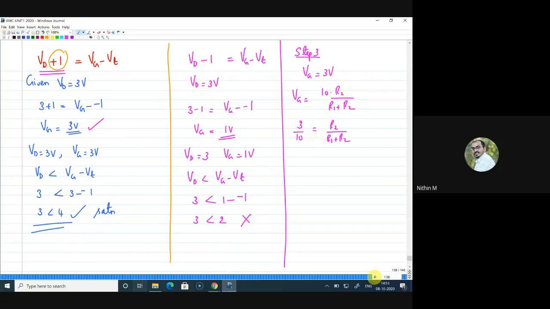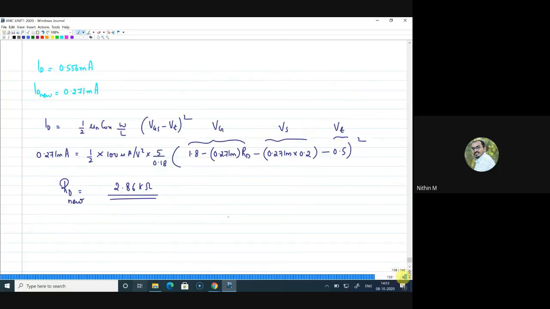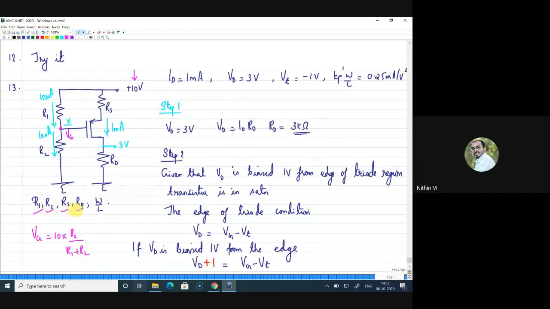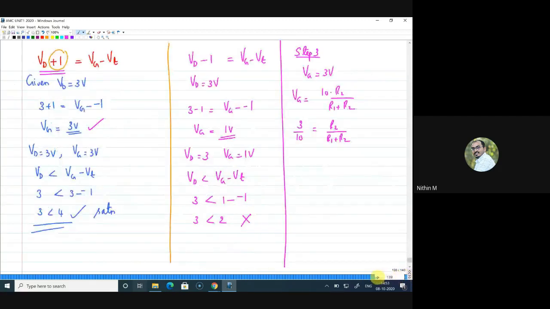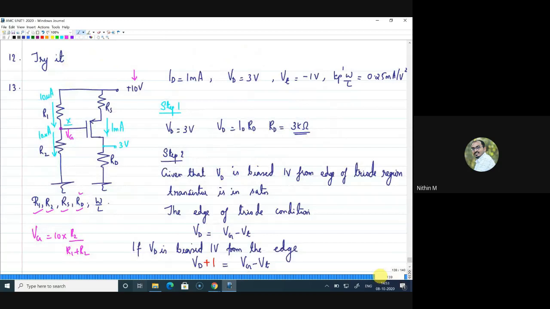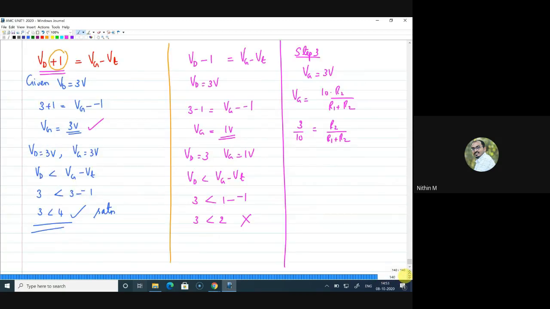Now, from the question, what we know is we have to find the values for R1, R2, Rs and Rd. We found only Rd. We need to find what is R1, R2 and Rs. So how will you find R1 and R2? It is given that R1 and R2 are carrying current of 10 microamps. Right. So since 10 microamps current is flowing through R1 and R2, and Vg should be equal to 3.